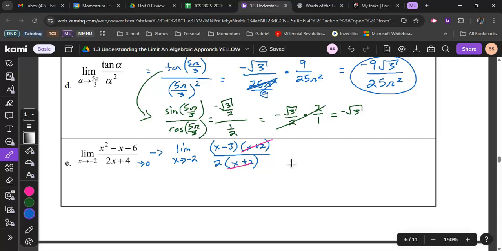So let's work out the limit then. So now I just plug it in. -2 minus 3 over 2, which is -5/2.